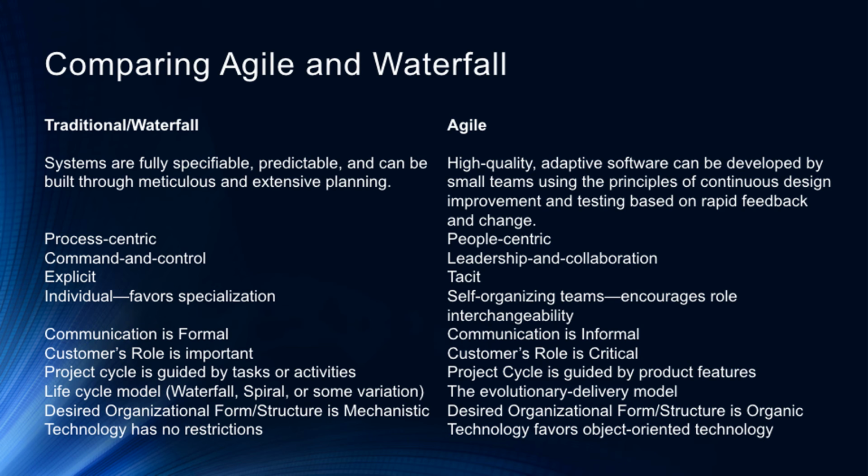In the Waterfall life cycle model, Waterfall, spiral or some variation, the desired organizational form structure is mechanistic. In Agile, the evolutionary delivery model, the desired organizational form structure is organic. In Waterfall, technology has no restrictions, but in Agile, technology favors object-oriented technology.